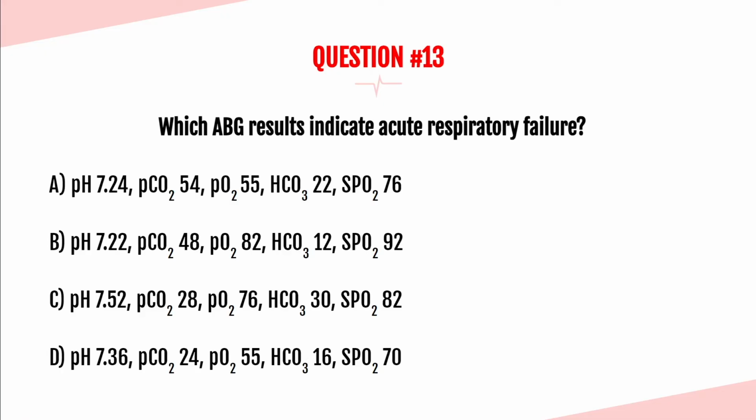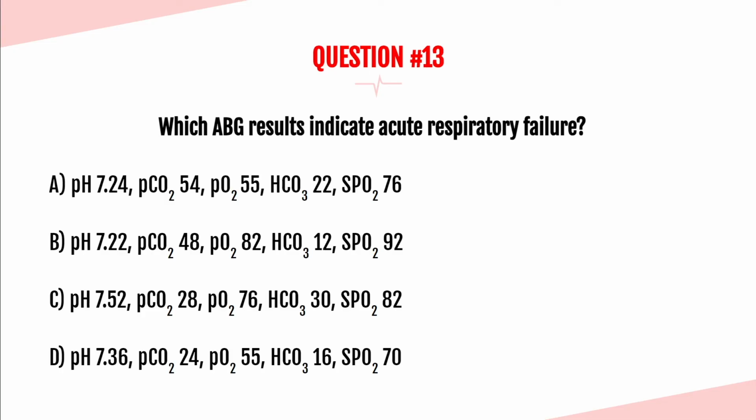B, a pH of 7.22, PCO2 of 48, PO2 of 82, bicarb of 12, and an SpO2 of 92. C, a pH of 7.52, PCO2 of 28, PO2 of 76, bicarb of 30, and a SpO2 of 82. Or D, pH of 7.36, PCO2 of 24, PO2 of 55, bicarb of 16, and SpO2 of 70.